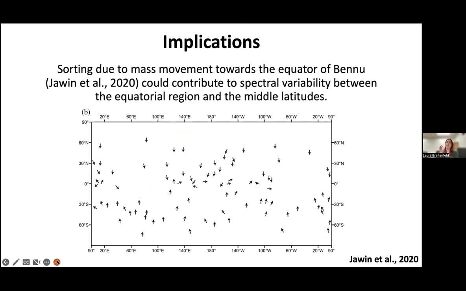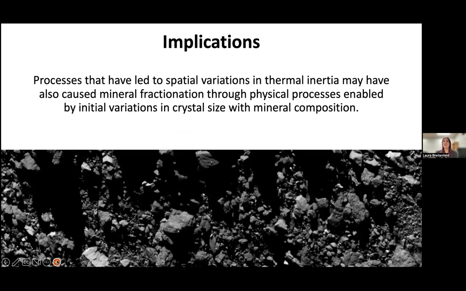So in trying to understand why we have these compositional differences across the asteroid, I looked towards Jawin et al.'s work reporting mass movement towards the equatorial region of Bennu. And I've tried to understand this process as potentially also causing this spectral variability that I observe. Processes that have led to the spatial variations in thermal inertia and this mass movement may also have caused mineral fractionation through physical processes enabled by initial variations in crystal size, specifically that matrix material versus the chondrules.